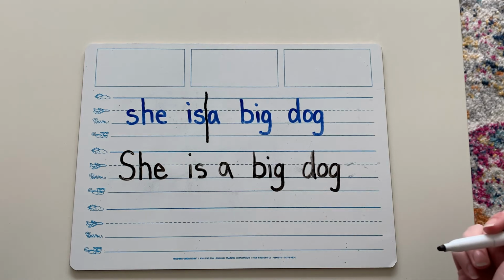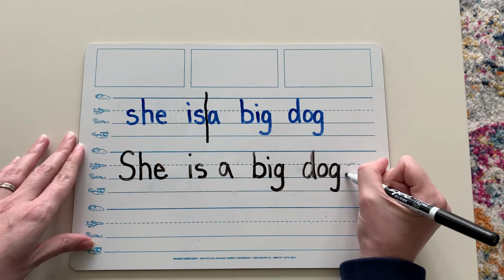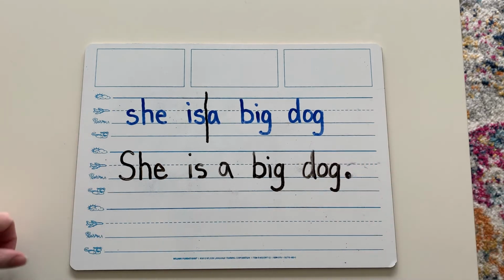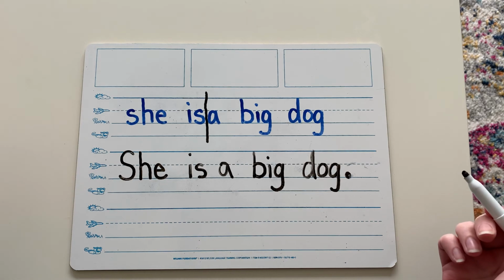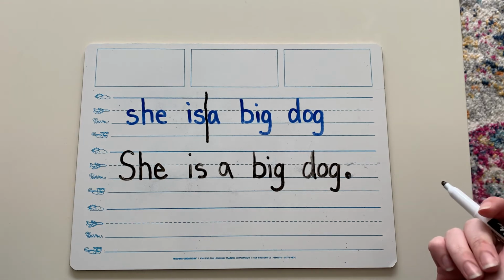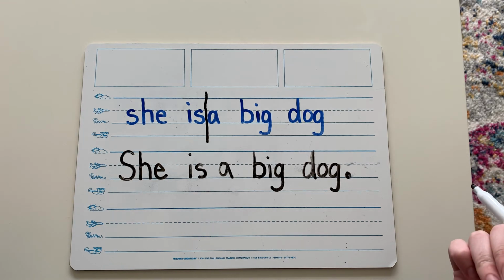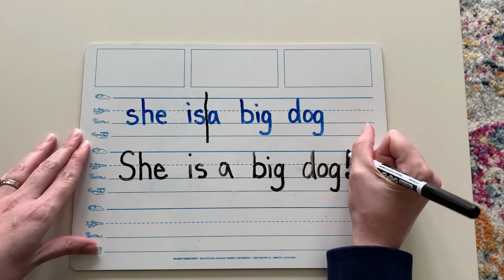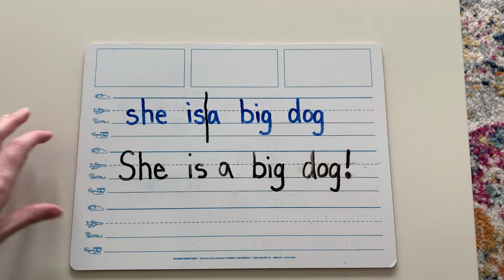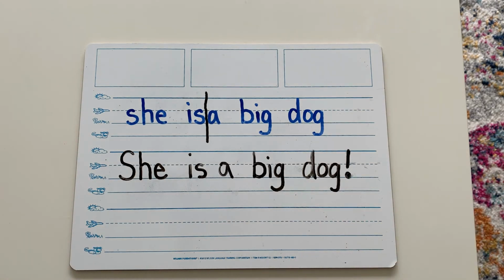All right, I'm done, right? No, I'm not done. Thank you, friends who noticed. She is a big dog, period. So I could say, she is a big dog. I could just say it like that, or I could be like, she is a big dog! And you know what? I feel like that's going to warrant some exclamation here, an exclamation point right there. She is a big dog!